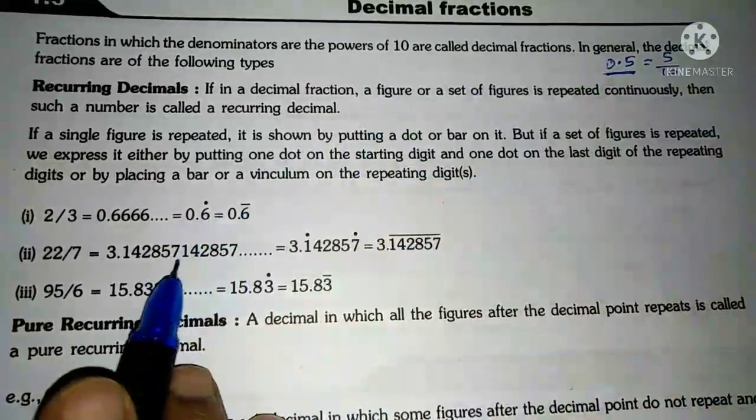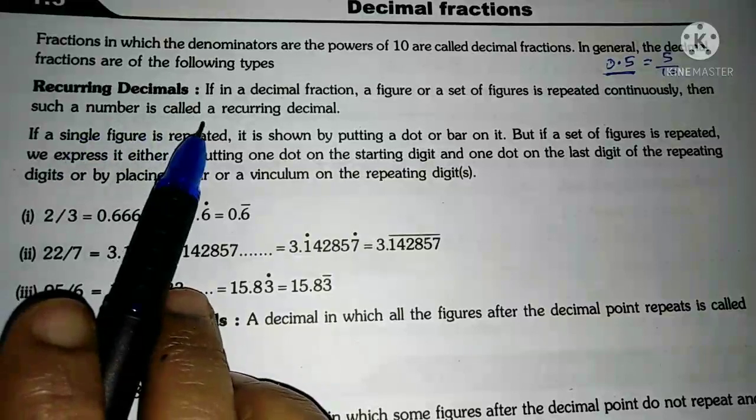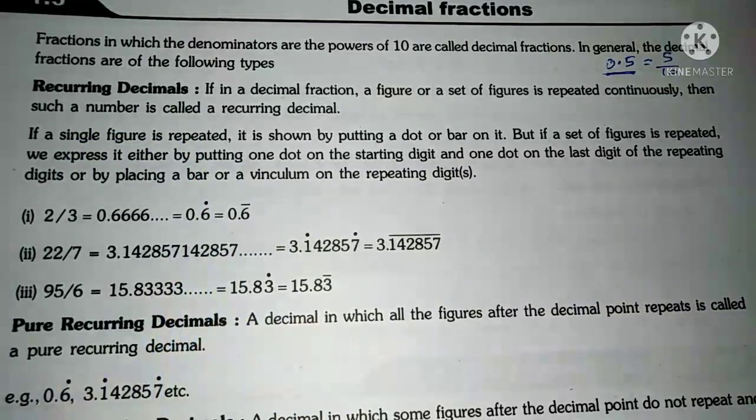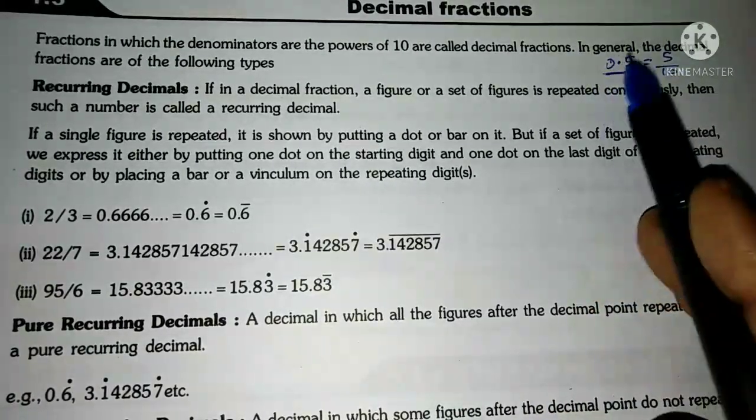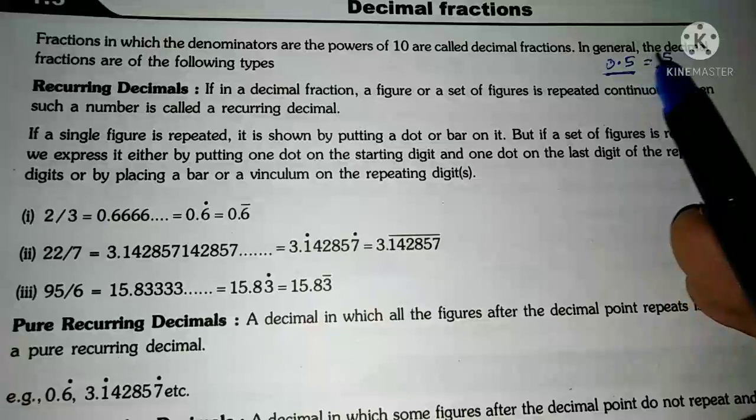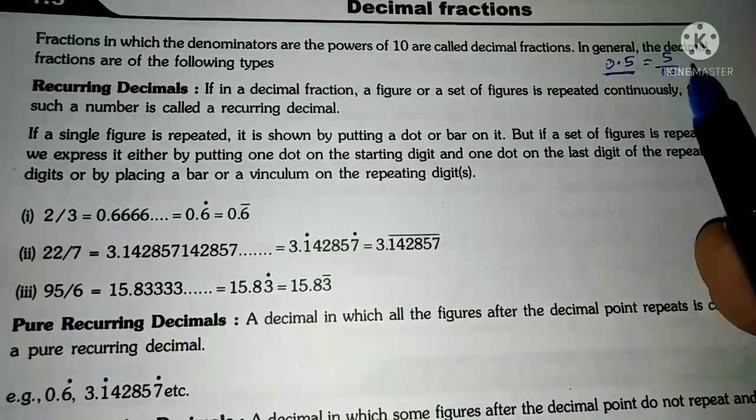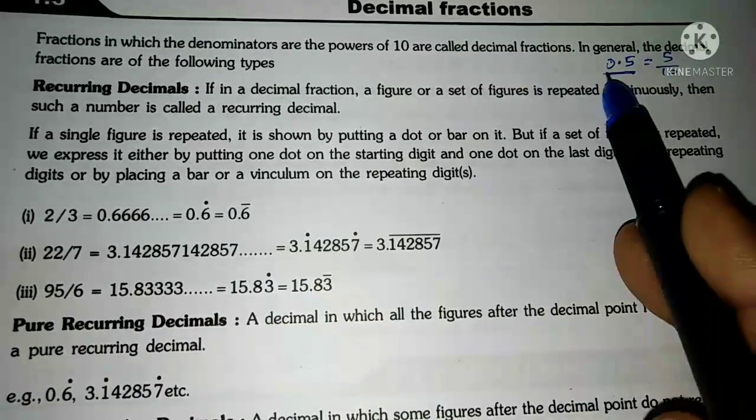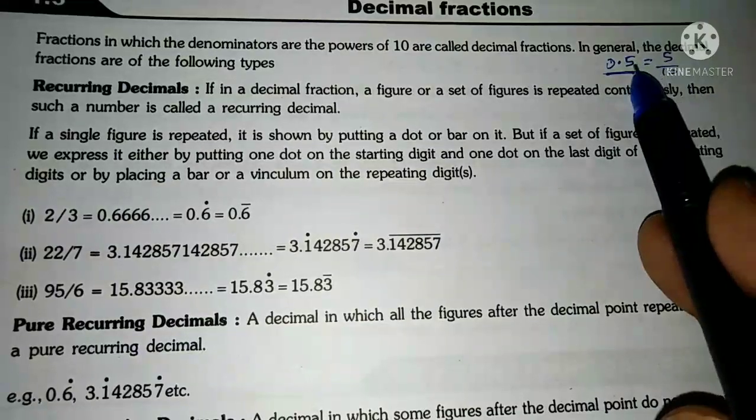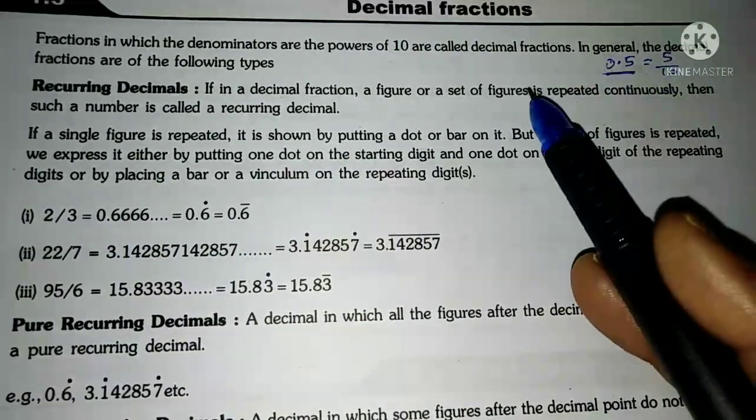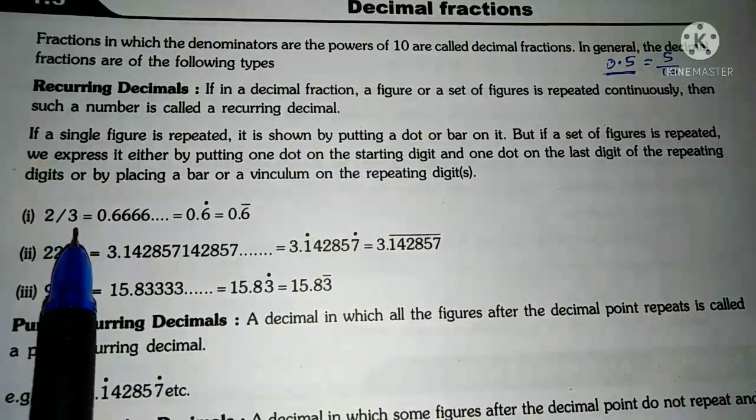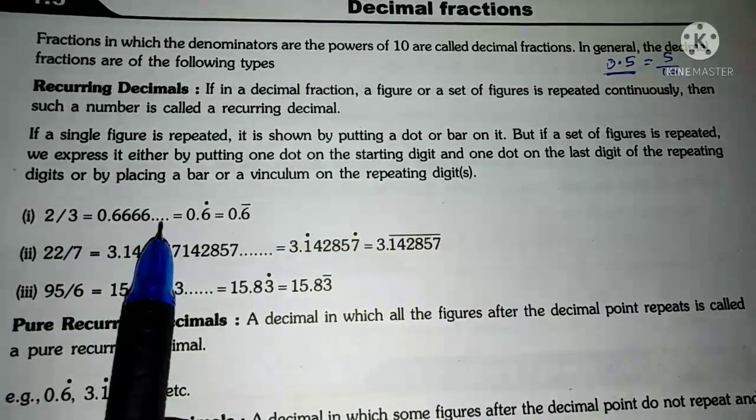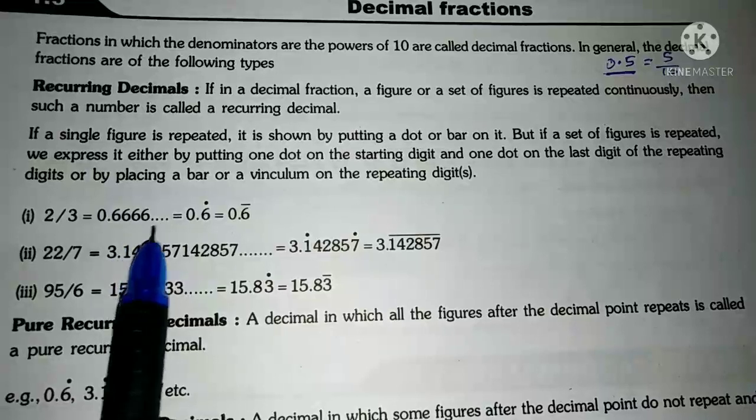Now decimal fractions are of two types: recurring decimals and non-recurring decimals. In the value 0.5, the 5 is not going to repeat, so this one is a non-recurring decimal. But some decimals are recurring decimals, where you can see here 2 by 3, the 6 will repeat continuously. There is no end.